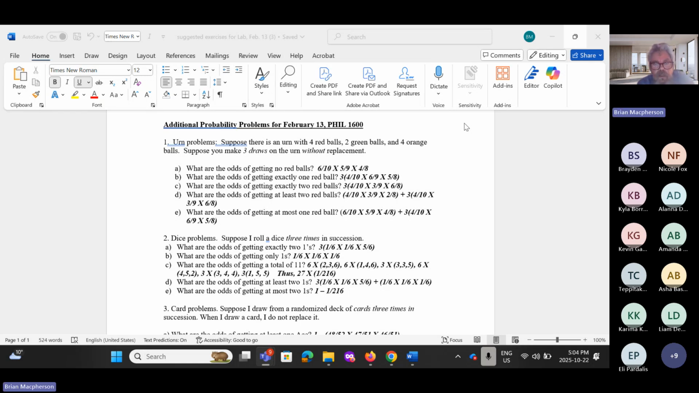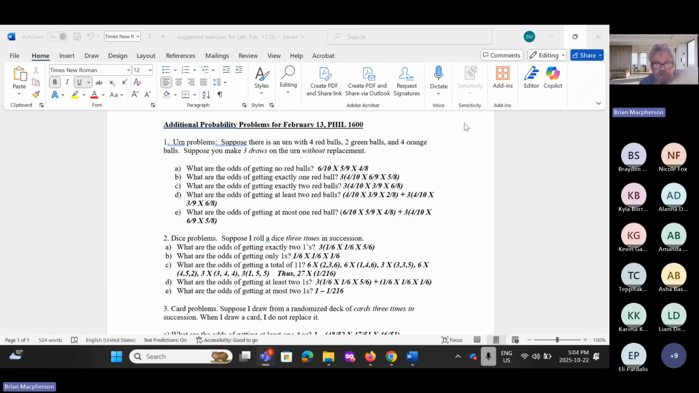So number A, what are the odds of getting no red balls? And so if you look here, now, by the way, on the midterm, it's okay if you just put your answers like that. If you want to use a calculator and give me a fraction answer or a decimal place, that's up to you. But you don't really need to. To get full marks, you just need to give us what I have here, okay? So what are the odds of getting no red balls?